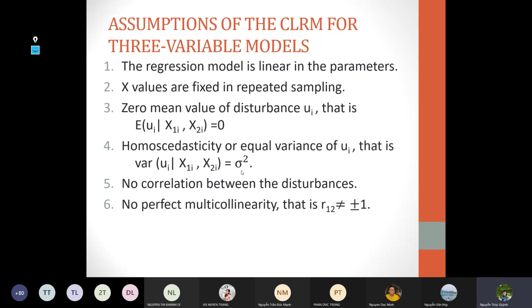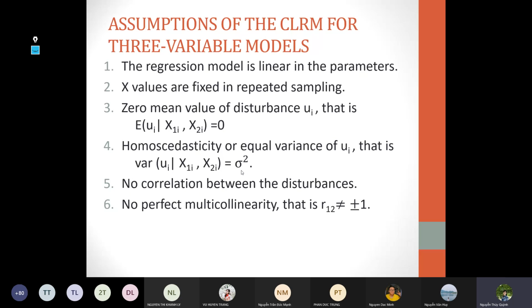Number 6, there's no perfect multicollinearity in the model. We have just said that multicollinearity is about the correlation between the independent variables in the three-variable regression model, and also in other multiple regression models. We have more than one independent variable in the model. That means there may be a correlation between the independent variables, and it is usually the case in practice.